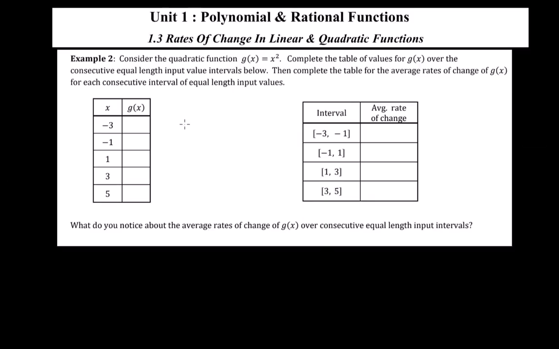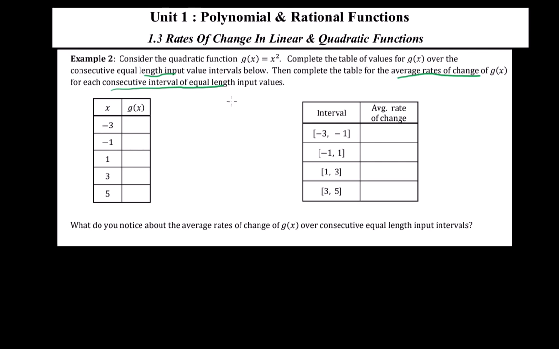So now we have a quadratic function, and we need to complete a table over consecutive equal-length intervals of the input, which are given below: the intervals -3 to -1, -1 to 1, 1 to 3, and 3 to 5. Then it says to complete the table for the average rate of change of g of x for each consecutive interval of equal length. So now let me write the given function at the bottom so we can see clearly.